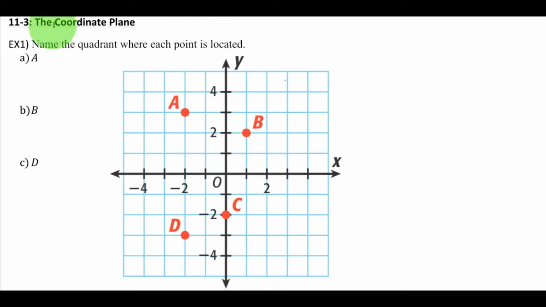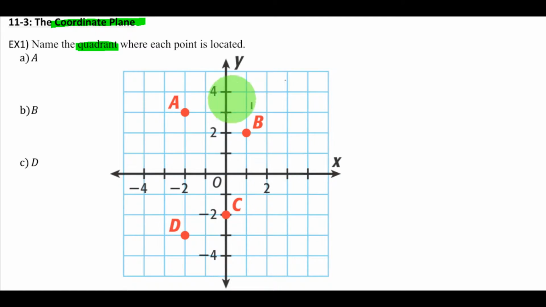Today we're looking at the coordinate plane, so let's go ahead and highlight that. In this first example, it asks us to name the quadrant where each point is located. So let's talk about quadrants for a second. Below you're going to see a coordinate plane. It's divided into four sections. There's a section here, a second section here, a third, and a fourth section.